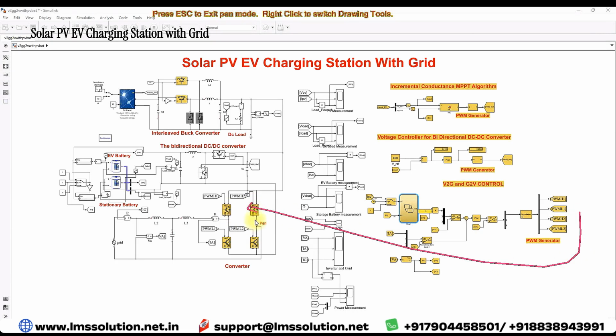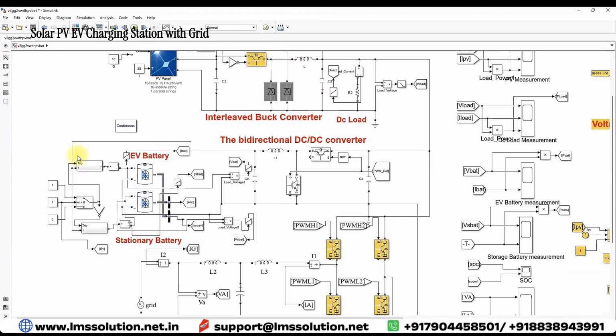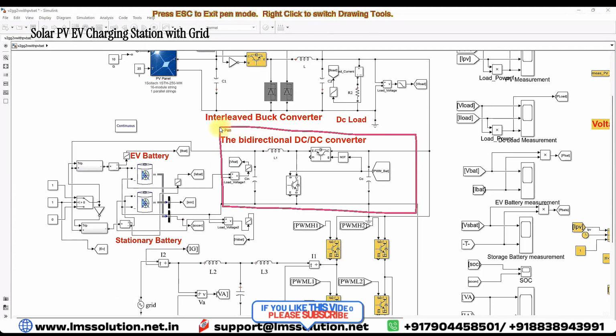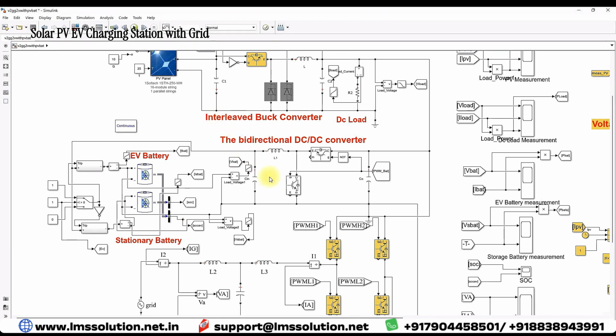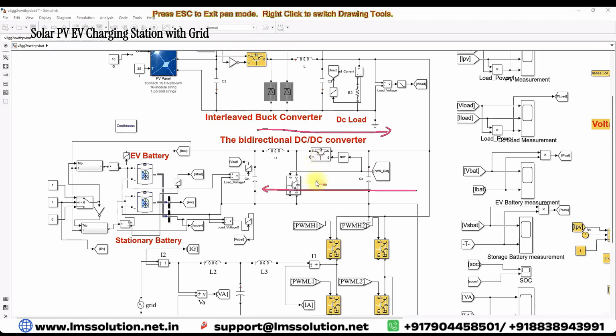So next we have to move on to the EV and stationary battery connection. Here we are using a bidirectional converter. This bidirectional converter is going to be used to connect the battery with the DC bus. That means we have to connect the EV battery with the DC bus, as well as the stationary battery with the DC bus. For that we are using a bidirectional converter here, and it will work in both directions, to send power to the DC bus, or else take power from the DC bus.